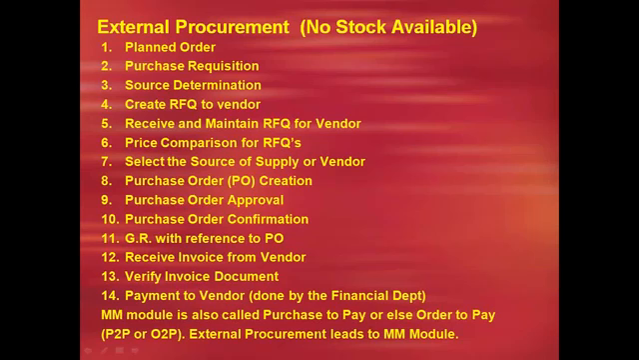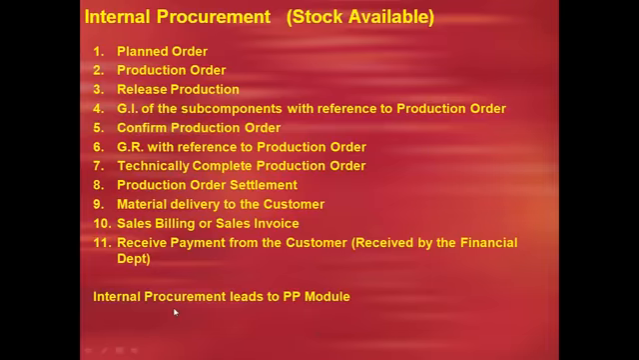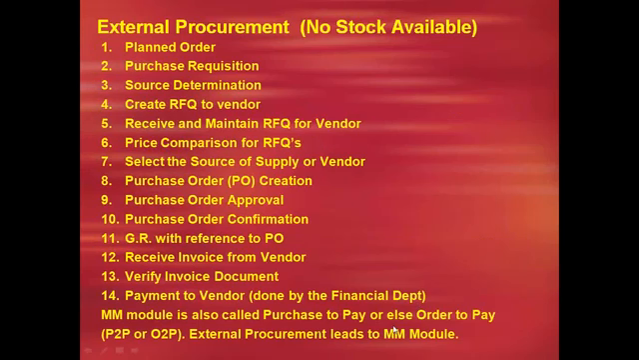Once we receive the material, we'll receive the invoice from the vendor. So we'll verify the invoice and finally we'll do the payment to the supplier. The moment the payment comes, the financial department will look after the payment activities. Therefore, this external procurement leads to a module called MM, Materials Management. We have another name for MM, that is purchase to pay or order to pay. We call it P2P or O2P.